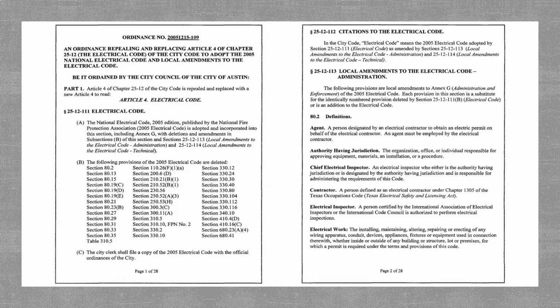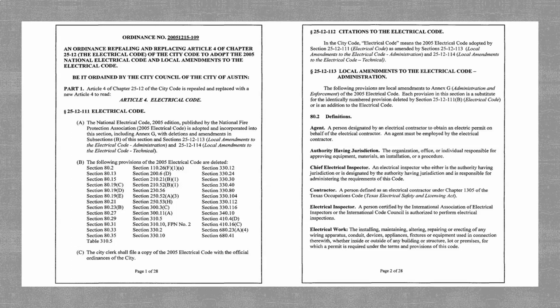So this that we have here is an example of what an amendment to the code would look like. You can see on the top left-hand side of the left page that this is by the City Council of the City of Austin, in which they released a set of amendments to the code. Looking at the pages at the bottom, you can see this particular document is 28 pages long. So this is just a small clip, an example of what that may look like.